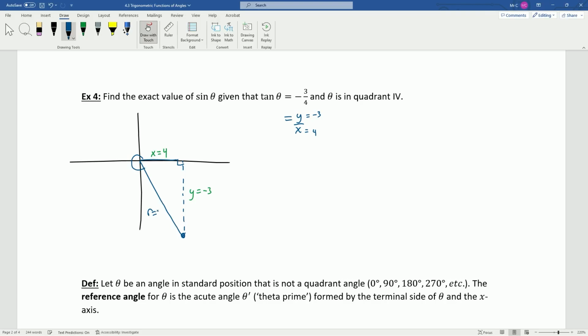So now I want to figure out what r is, because then I'll be able to find sine of theta. And I know that r equals the square root of 4 squared plus negative 3 squared. That's the square root of 16 plus 9, which is the square root of 25, which is 5. And so now I can conclude that sine of theta is y divided by r, which is negative 3/5.